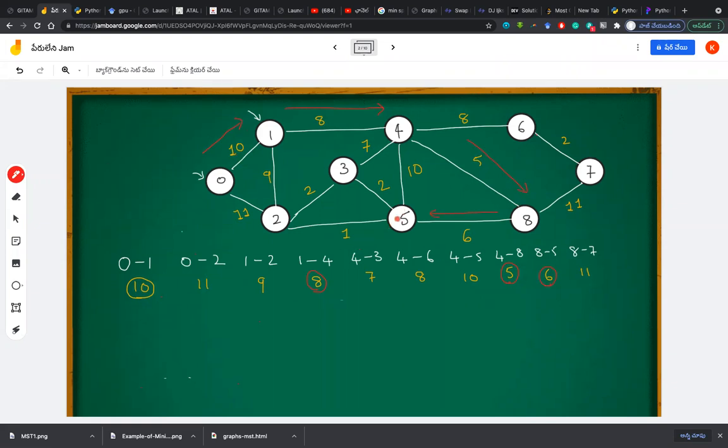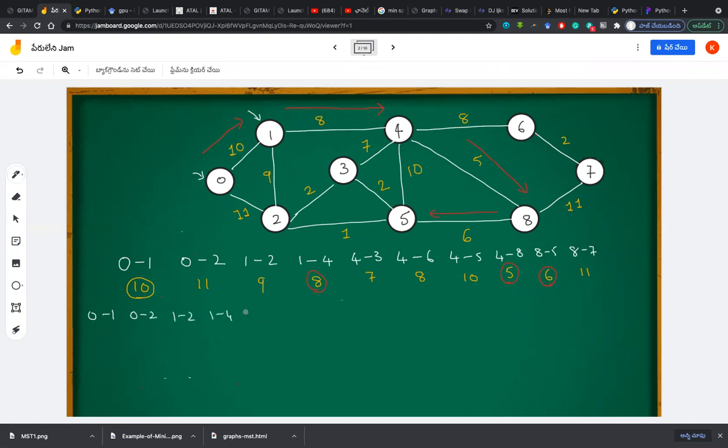Now coming to 5, we have 5 to 3. I have to just write down like this. If possible, I will write very short numbers. 0 to 1, 0 to 2, 1 to 2, 1 to 4.